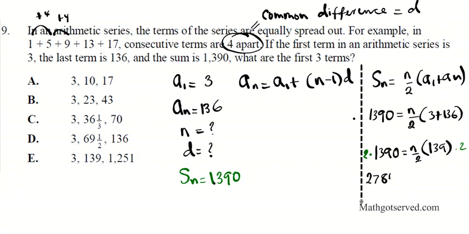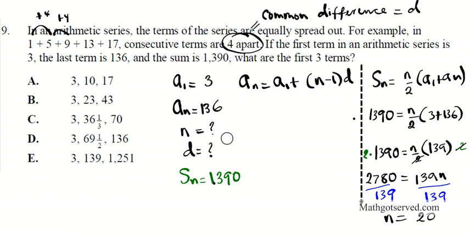That's going to give me 2,780 equals, this 2 and that 2 cancel out, 139n. To get n by itself, I divide both sides by 139. Divide both sides by 139. And the n that I need is going to be 20. Excellent. So n is 20.